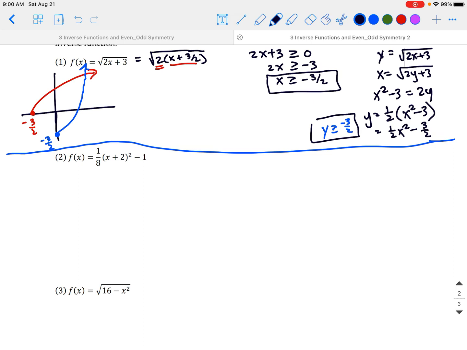For number 2, now we've got another quadratic that we need to consider restricting. So its vertex is at negative 2, negative 1. And it's got 1/8, so it's vertically compressed, meaning it's going to be flattened or wider looking overall. But we can see here that with the quadratic function, our restriction is going to be pretty obvious. We want to restrict at the location of the vertex. We could pick the left-hand side of the graph, but I'm going to actually pick the right-hand side, similar to our original example. So we're going to restrict the domain so that it is from negative 2 to infinity.